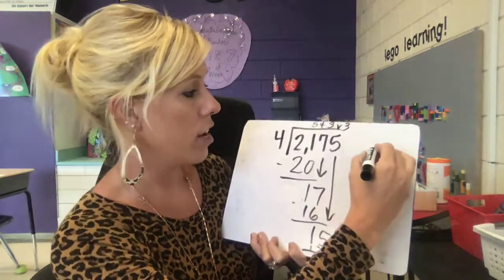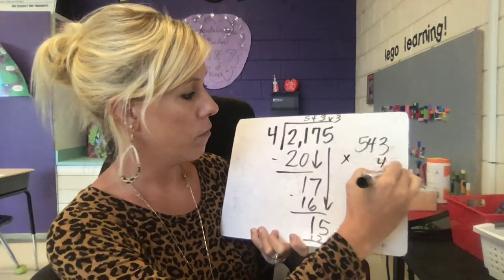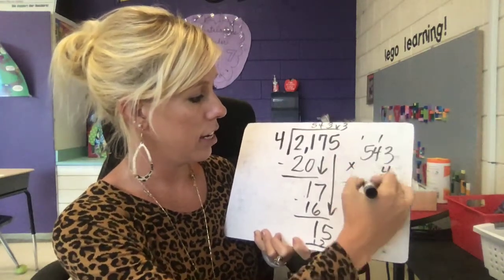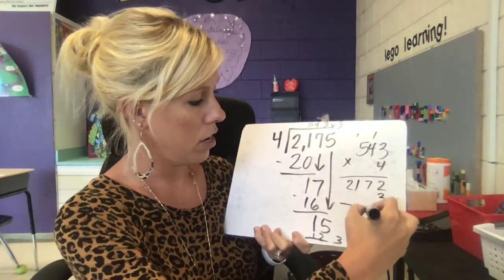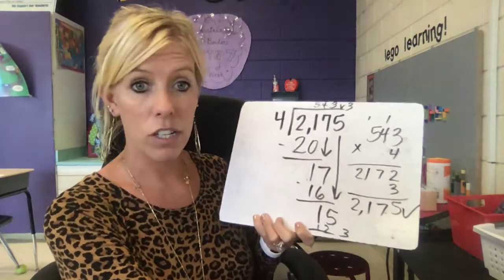Let's check that over here. 543 times 4: 12, 16, 17, 21. Don't forget your remainder. And I get 2,175, just like I had there.